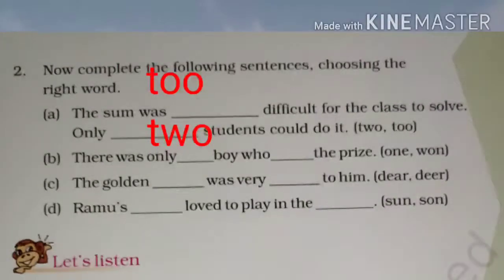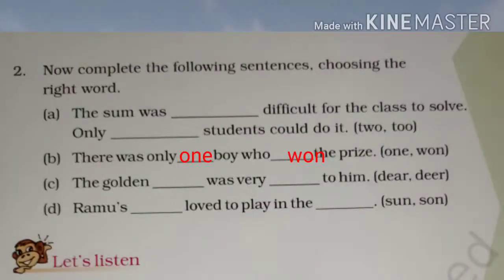Now question number B. There was only dash boy who dashed the prize. The correct answer will be: there was only ONE boy who WON the prize. Once again, there was only ONE boy who WON the prize. Now question number C. The golden dash was very dash to him. The golden DEER was very DEAR to him.